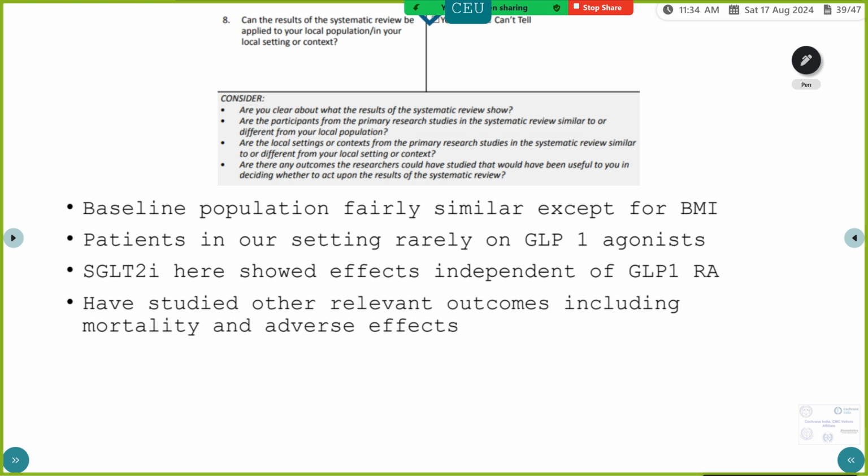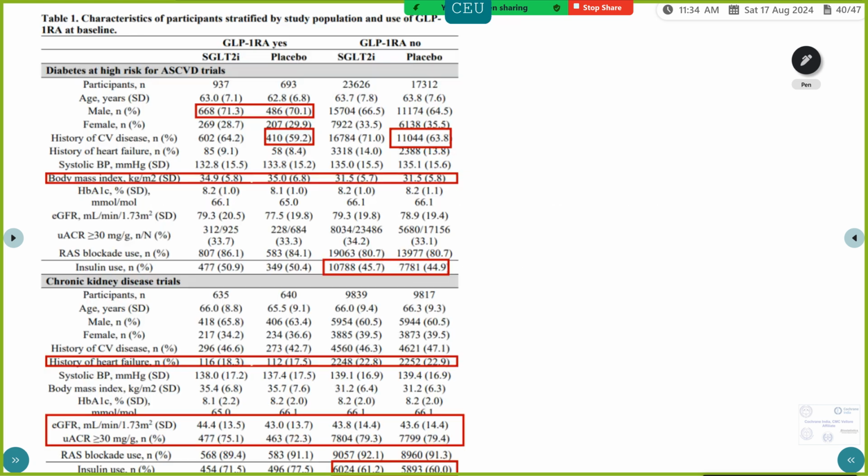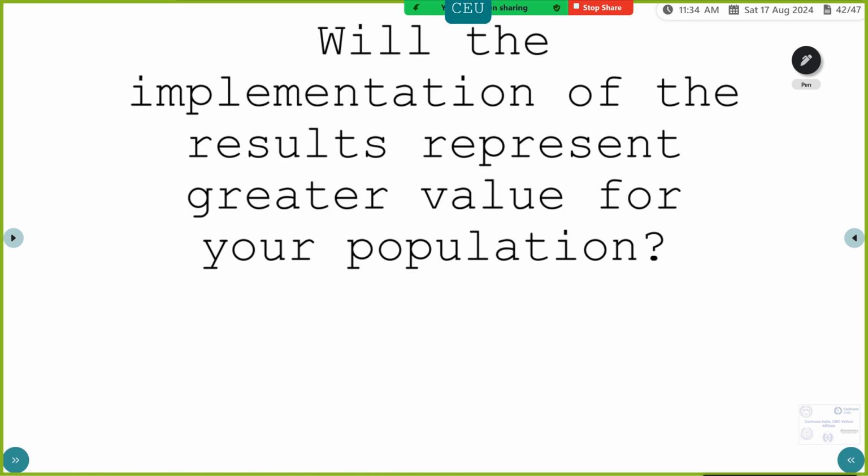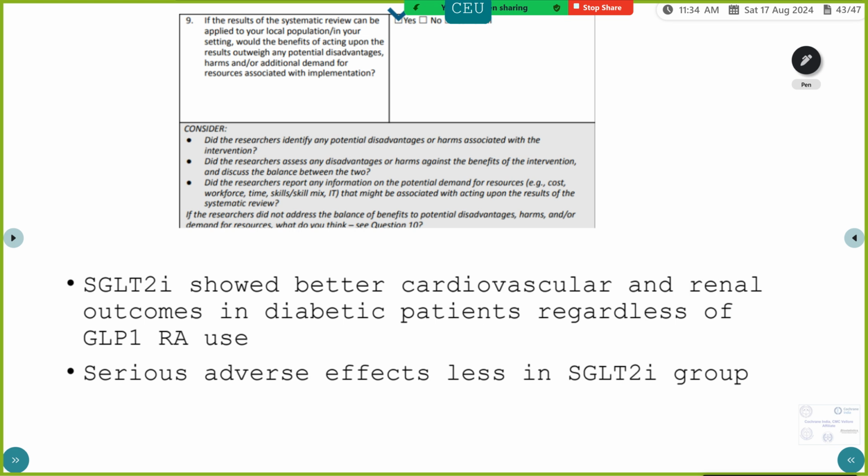Here we have, however, seen that SGLT2 inhibitors had effects on cardiovascular and renal outcomes which are independent of GLP-1 RA. And they have also studied other relevant outcomes like all-cause mortality and serious adverse events on starting this. So will the implementation represent a greater value for our population? We can see that if they were applied to our local population, SGLT2 inhibitors showed better cardiovascular and renal outcomes in diabetic patients, regardless of whether they were on GLP-1 use. And they have also mentioned that adverse events were less in the SGLT2 inhibitor group.